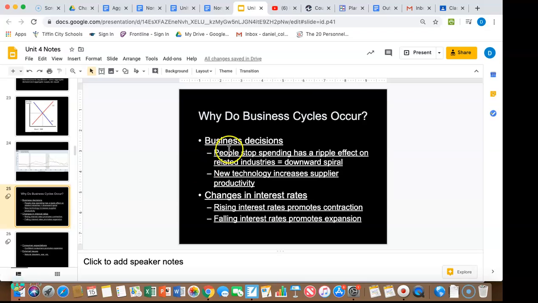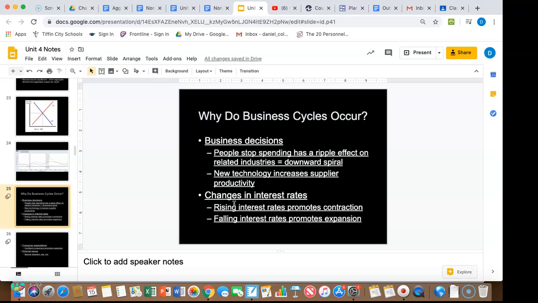So ultimately, last two slides here we're going to do, why do all these business cycles occur? Like I said, the first one is just people stopping their own spending. Just basic people making their own business decisions. People and their spending has a ripple effect, right? It has that downward spiral that happens. Sometimes a new technology can cause it. Along with this, an interest rate change can do this as well.